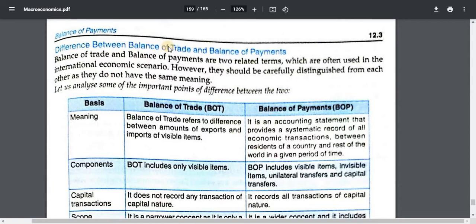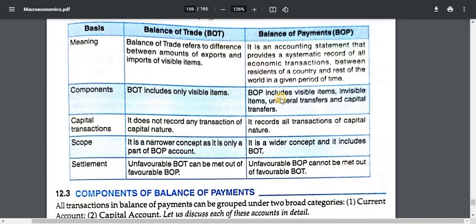Difference between balance of trade and balance of payments. Balance of trade and balance of payments are two related terms which are often used in the international economic scenario. However, they should be carefully distinguished from each other as they do not have the same meaning. Let us analyze some of the important points of difference between the two.